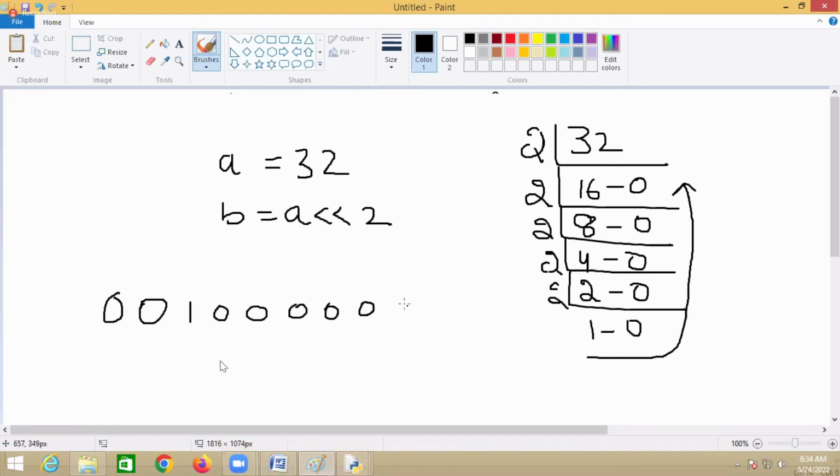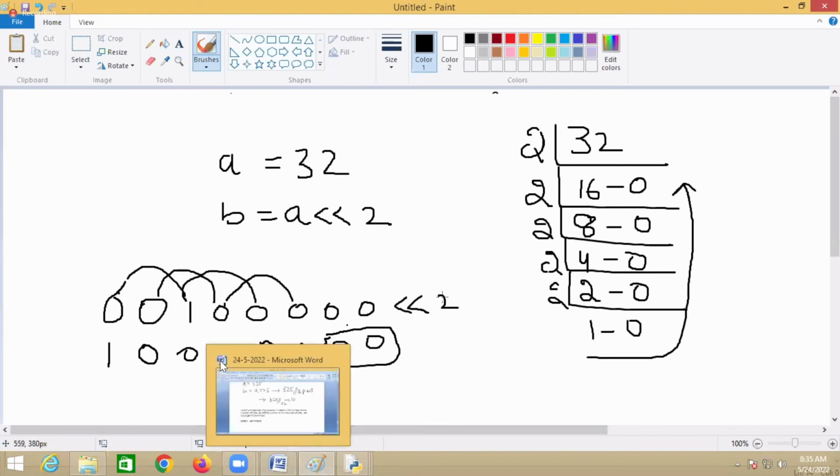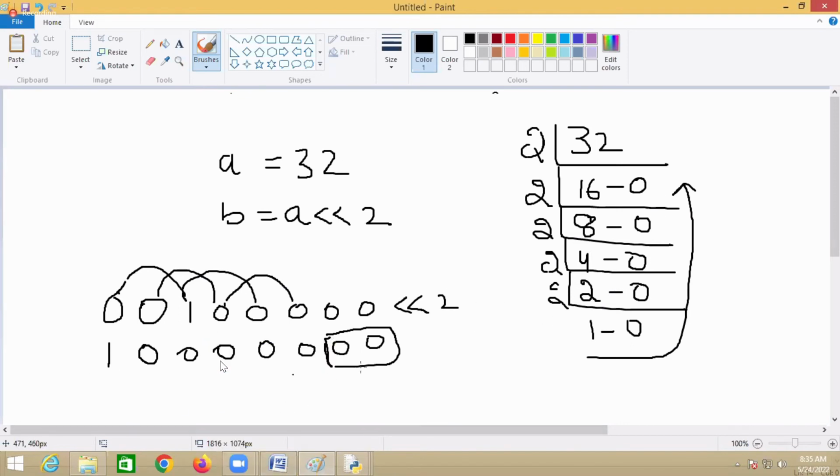But what you are doing is shifting the number of bits towards the left side. So this 1 is moved towards the left side, and this 0 is moved towards the left side, and this 0 as well. That means zeros will be added at the right side. So 2 bits will be added at the right side. My value was 6 bits, but now it has become 8 bits.